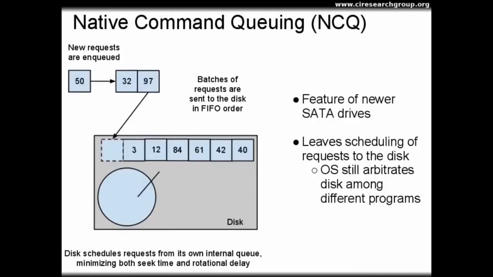The reason being is that they implement something called native command queuing. This is a feature of newer SATA drives, and basically native command queuing leaves scheduling of disk requests up to the disk itself. The disk circuitry and firmware makes the decision about which request to handle next. To do this, the disk has a built-in priority queue of about 32 entries, and the disk is able to schedule its requests automatically, taking into account both the seek time and the rotational delay, since the disk knows the location of the platter. This makes modern disks much more efficient, and this works with logical block addressing. The operating system's role with this type of hard disk is really more arbitration of the disk resources among the different programs running on the system.